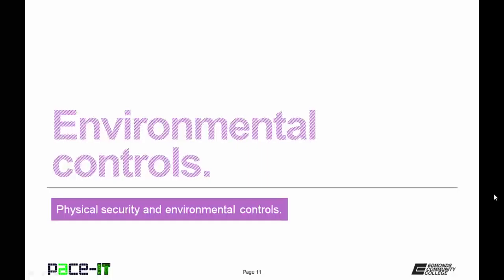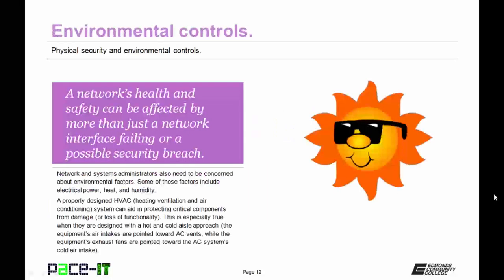And now let's conclude with some environmental controls. A network's health and safety can be affected by more than just a network interface failing or a possible security breach. Network and systems administrators also need to be concerned about environmental factors, and some of those factors include electrical power, heat, and humidity. A properly designed HVAC system can aid in protecting critical components from damage or loss of functionality. This is especially true when they are designed with a hot and cold aisle approach.